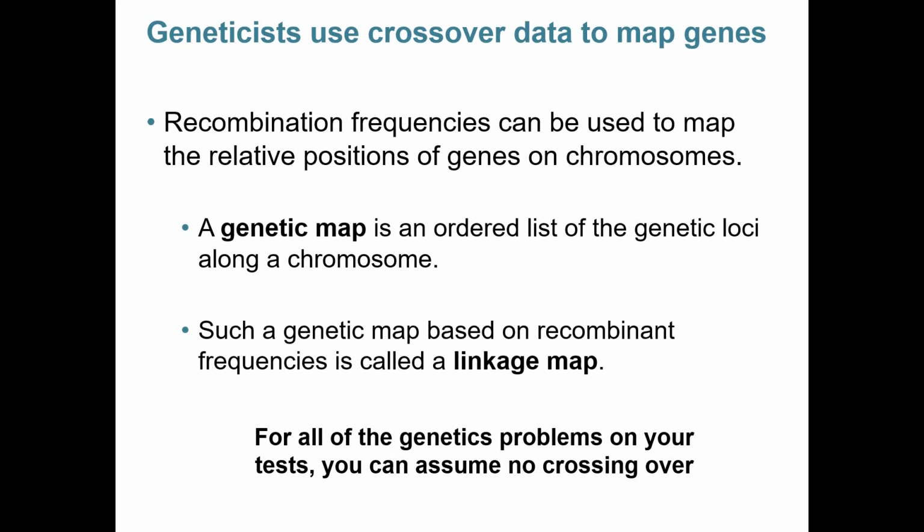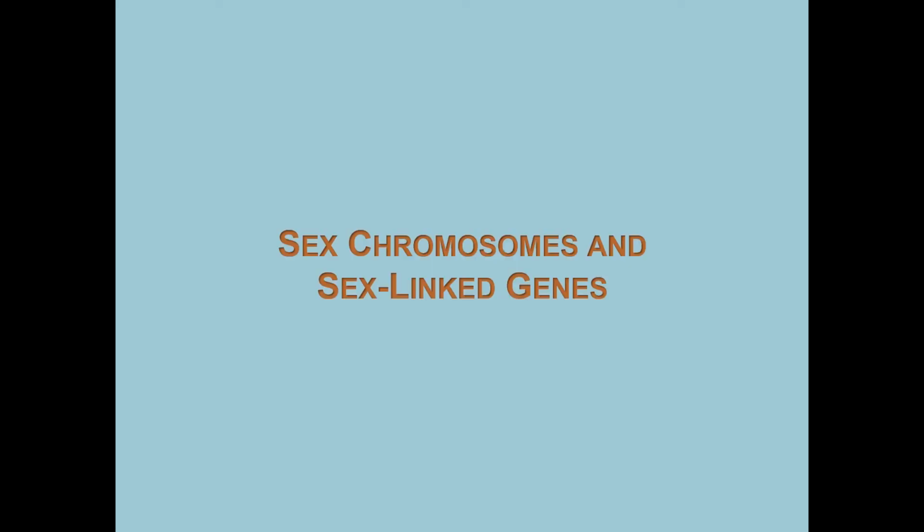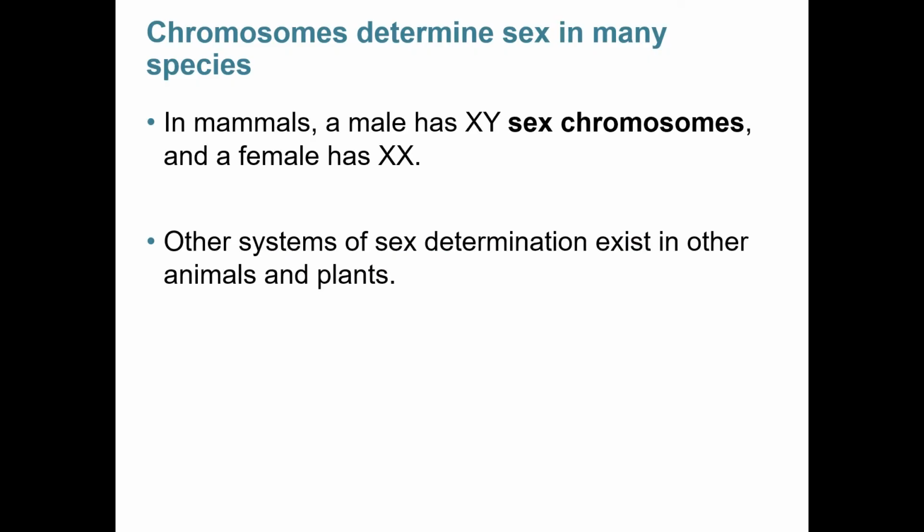The last topic that we'll be discussing today will be sex chromosomes and sex-linked genes. Remember how we talked about how there are autosomal genes and there are sex-linked genes? Well, in mammals, the sex chromosomes are X and Y. Other animals use different systems for sex determination, and thus have different types of sex chromosomes.